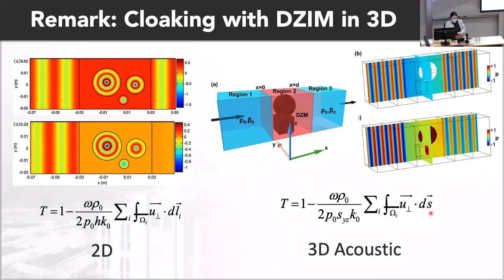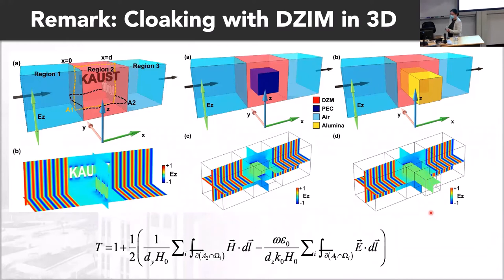Actually, the fundamental difference is that the acoustic wave is a scalar wave, and the EM wave is some kind of vector wave. You can think that it can bypass this defect. So this is the fundamental difference between electromagnetic waves and acoustic waves.